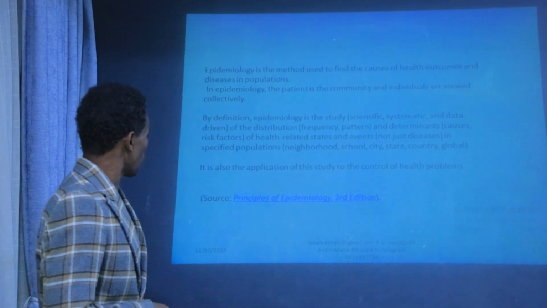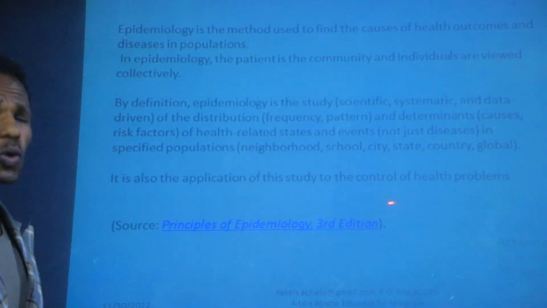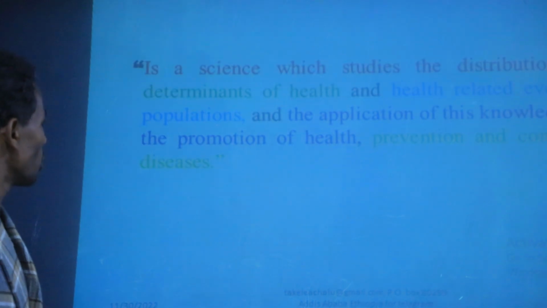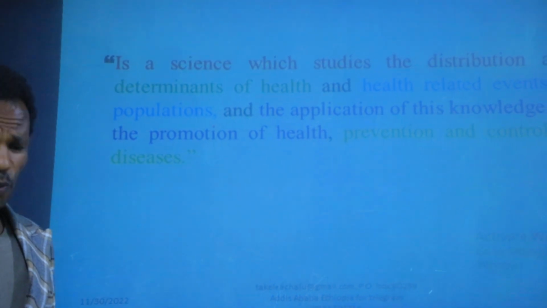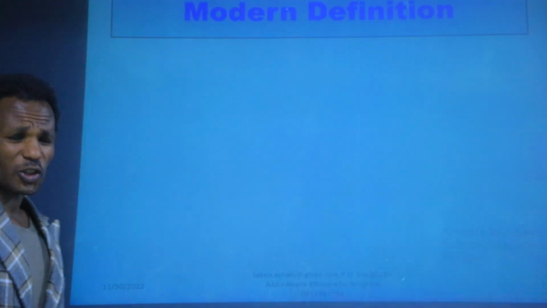In general, it is also the application of this study to the control of health problems. Following the Oxford definition and the current definition, some scholars define epidemiology as a science which studies the distribution and determinants of health and health-related events in the population, and the application of this scientific knowledge for the promotion of health and the prevention and control of disease. That is the reason for this modern definition.